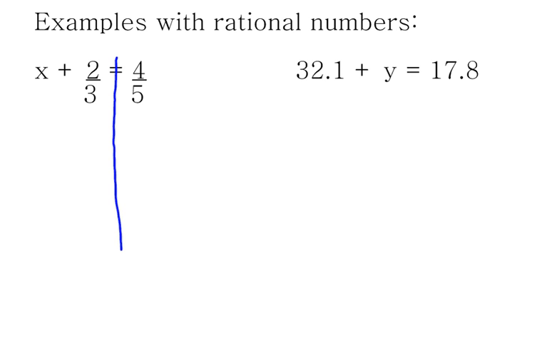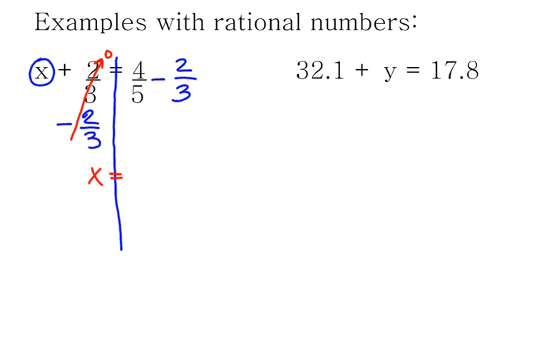I do the same thing. I put in my balance line. I circle the variable, which in this case is x. And I look at what is with the x that I need to undo. And I see that I have a plus 2/3. Well, to get rid of a plus 2/3, I must subtract 2/3. And what I do to one side, I do to the other. I'm going to show again that a plus 2/3 and a minus 2/3 cancel each other out. They become 0. They are a 0 pair.